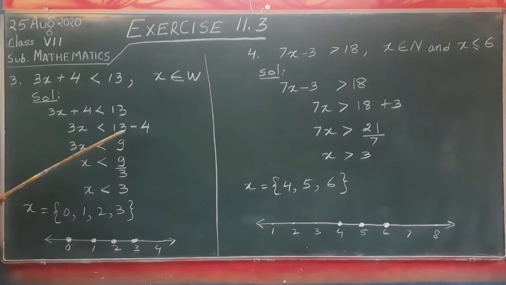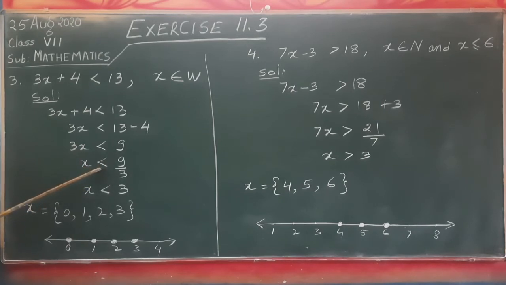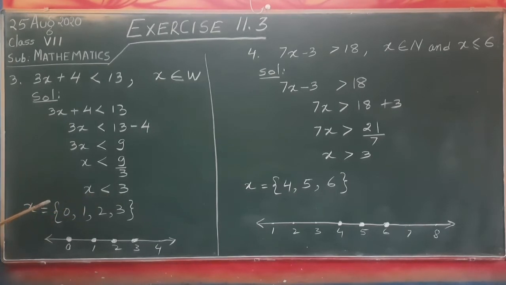We are transposing, applying the same rule as the equation. 3x is less than 9 it becomes. So now again transposing 3, we get 3 at the denominator, 9 upon 3. So on dividing we get x is less than 3. Now x is less than 3 and x belongs to whole numbers.